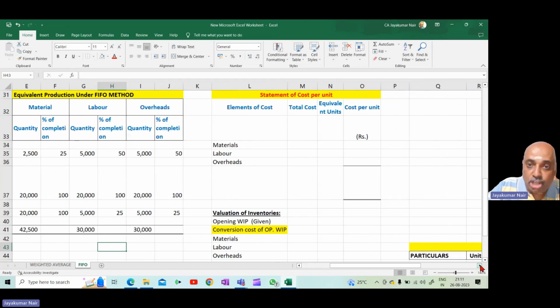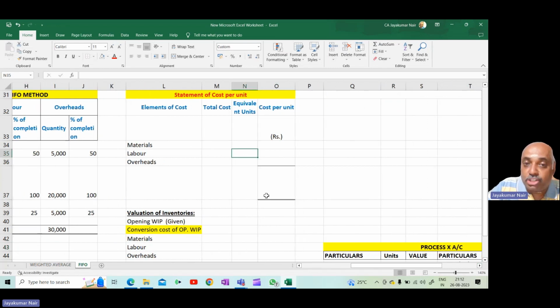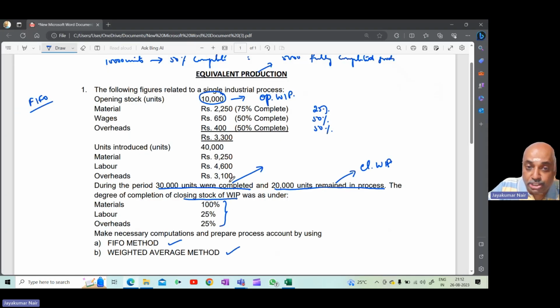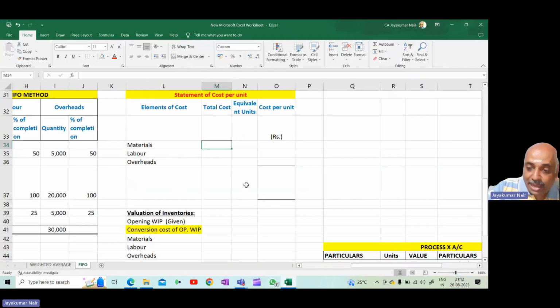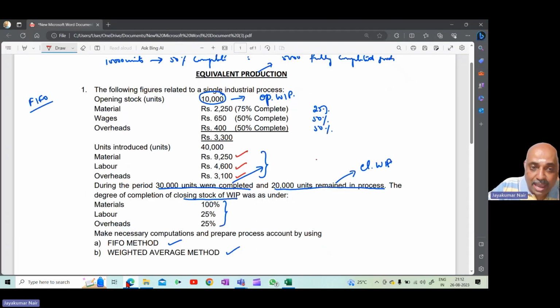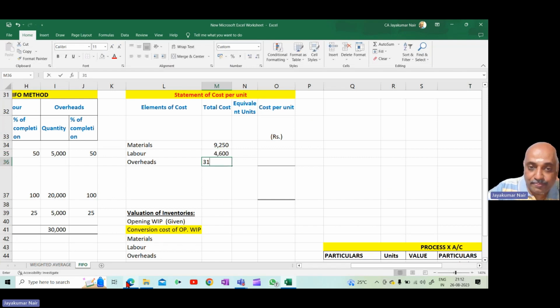Now, the second one is to calculate the cost per unit. So the elements of cost are materials, labor, and overheads. You must find out what is the total cost that you have incurred in this particular accounting period. It is material 9,250, labor 4,600, and overheads 3,100. So I'll write here 9,250 is the total cost, labor is 4,600, and overheads 3,100.